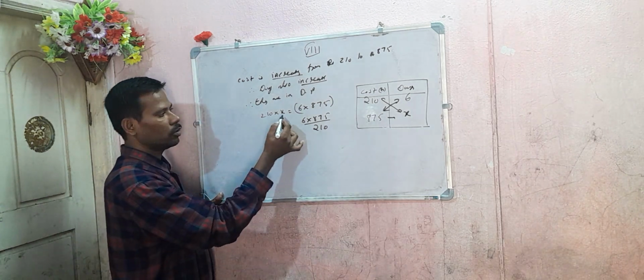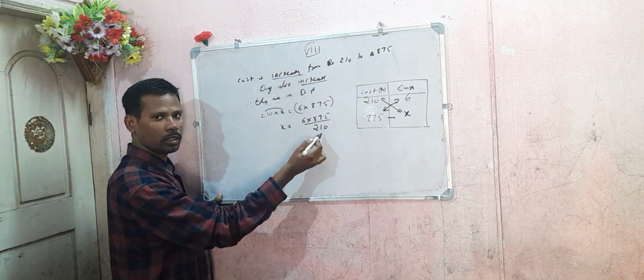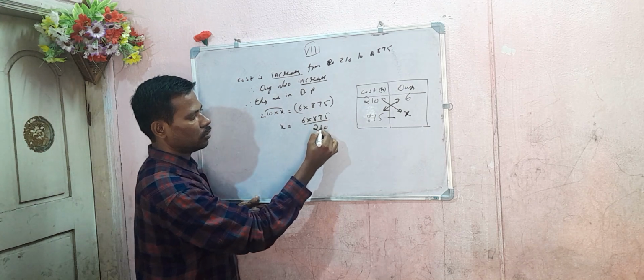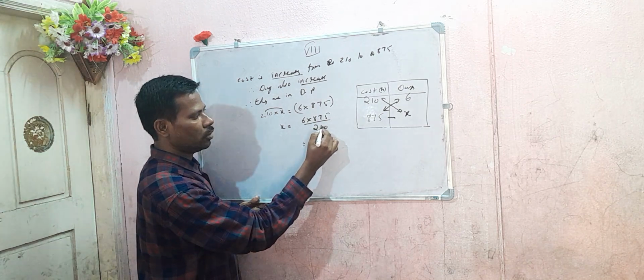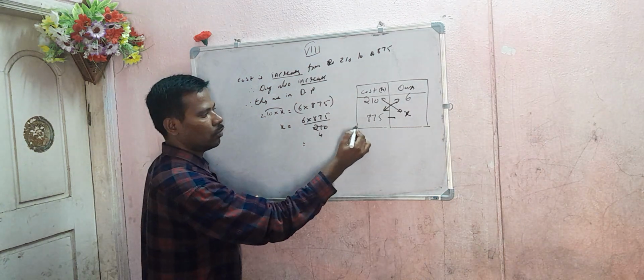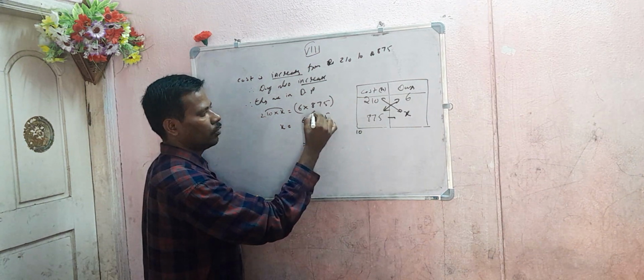The number attached to the variable x is 210. That part only you need to change. So next, 6,875 by 210. Usually you can cancel with 5. 5 4s are 20, 1 digit remaining. 5 2s are 10. 5 1s are 5.